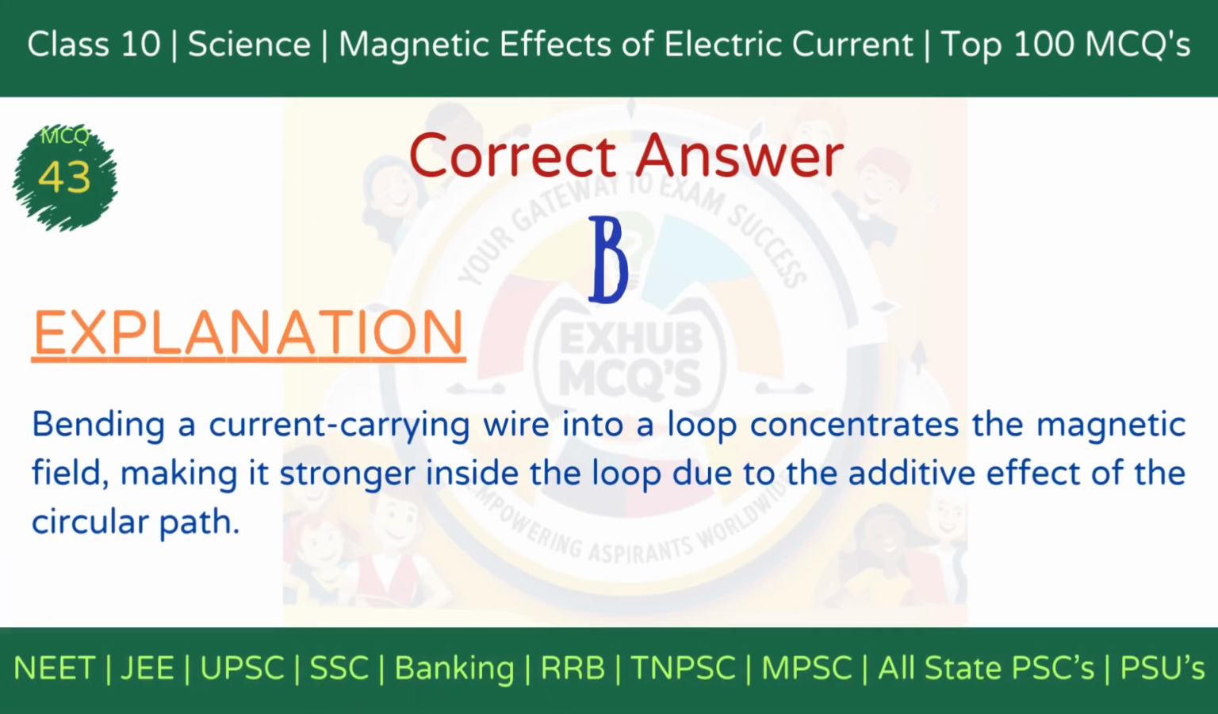The correct answer is option B, field becomes stronger. Explanation: bending a current-carrying wire into a loop concentrates the magnetic field, making it stronger inside the loop. This is because the magnetic fields from each section of the loop add up.